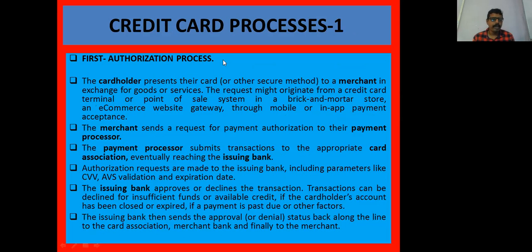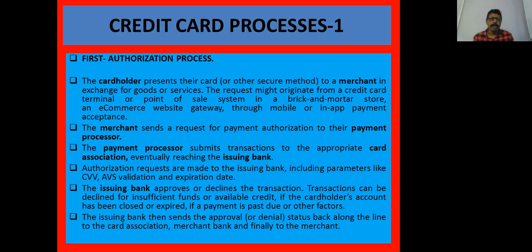There are two steps in the credit card process. First is called the authorization process. First, the cardholder presents the card, and the merchant sends a request. Later, this request will be sent to the payment processor, and the payment processor sends a request to the issuing bank. The issuing bank deposits the money to the merchant.